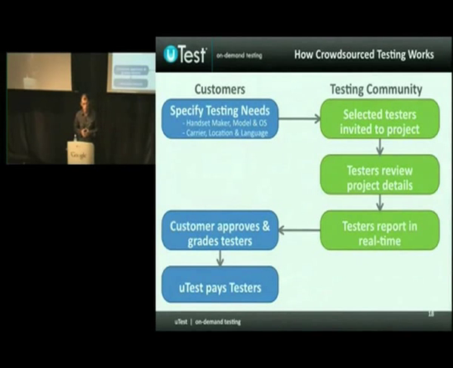Now, in a crowdsourcing model, the testers do get paid. They get paid for valuable work that they've done. And that's an incentive for them to provide value, do good work, and complete the coverage.